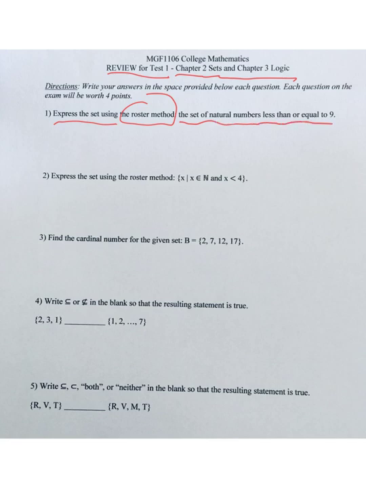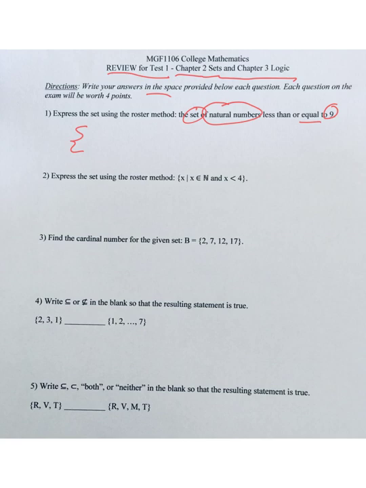So the roster method just means we need those squiggly brackets and commas separating all the elements. The natural numbers were those positive whole numbers that start at 1. So we'll just simply list in a set, those curvy brackets, all the positive whole numbers from 1 all the way through 9. It does say or equal to 9, so we do want to include the 9.